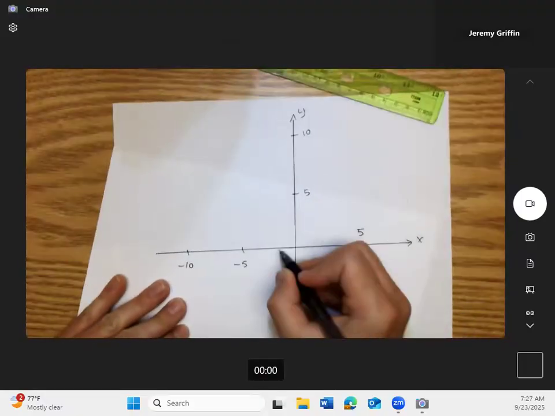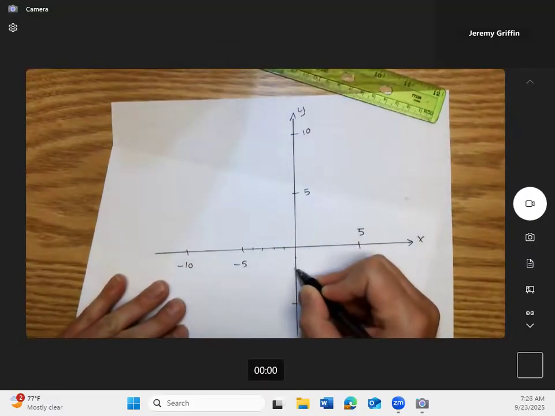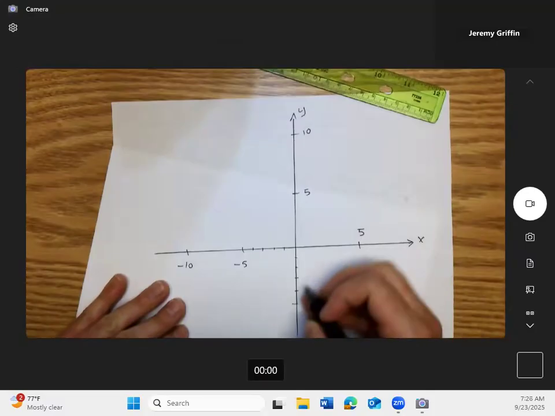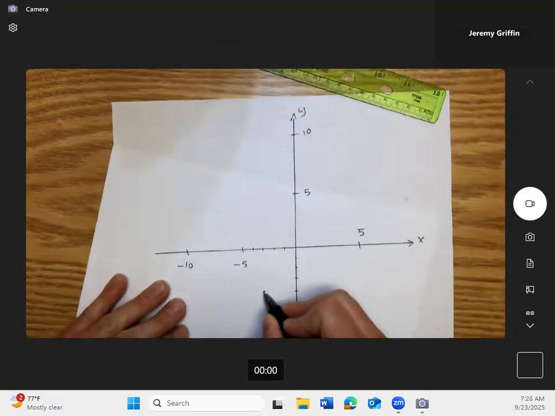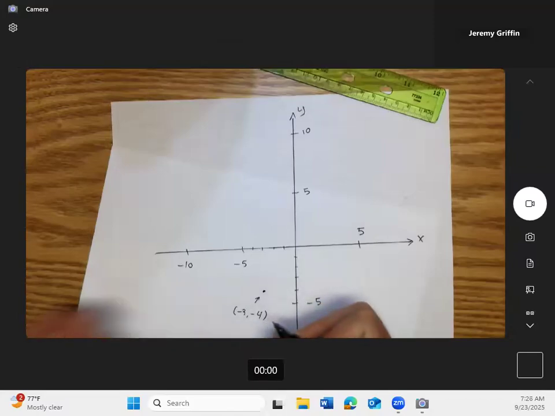Okay. So negative, say, -3, -4, that's like right here. So that's (-3, -4). That's one of my points.